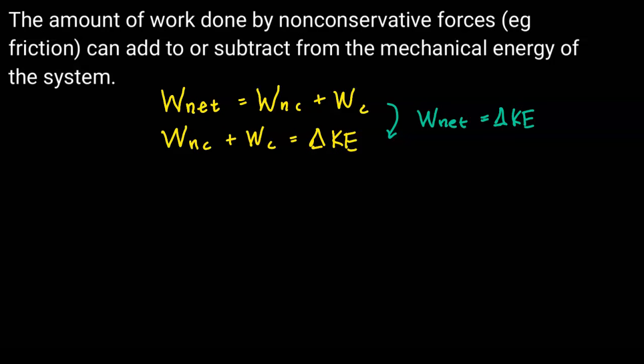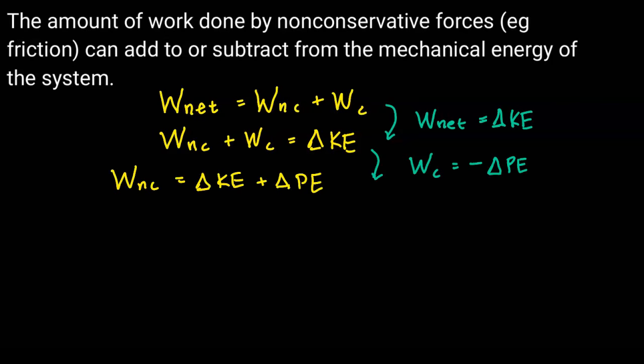So net work includes both work done by a non-conservative force and work done by a conservative force. Combining that with the work-energy theorem, W equals delta KE, we get W_NC plus W_C equals the change in kinetic energy. Next, we're going to substitute for the work done by a conservative force. We know that W_C equals negative delta PE, and plugging that into our previous equation, we get that W_NC equals the change in kinetic energy plus the change in potential energy.